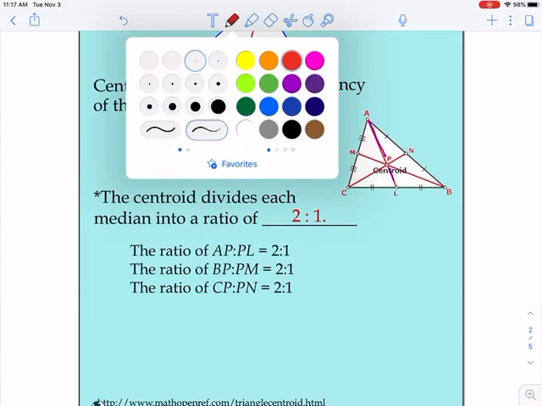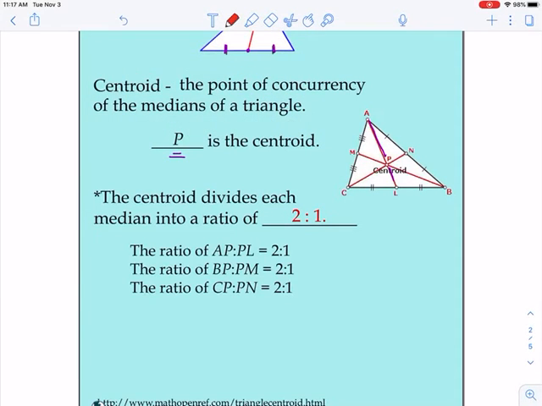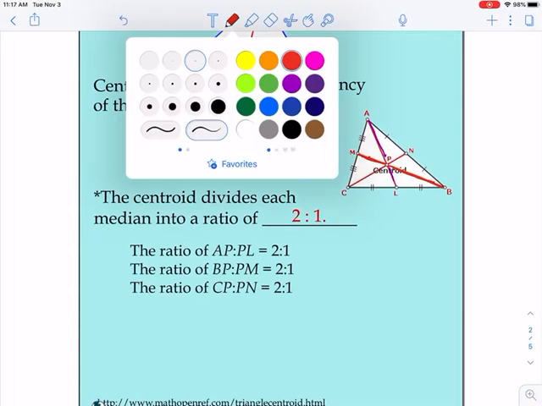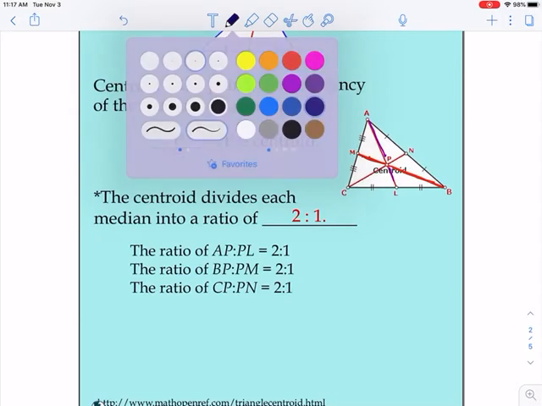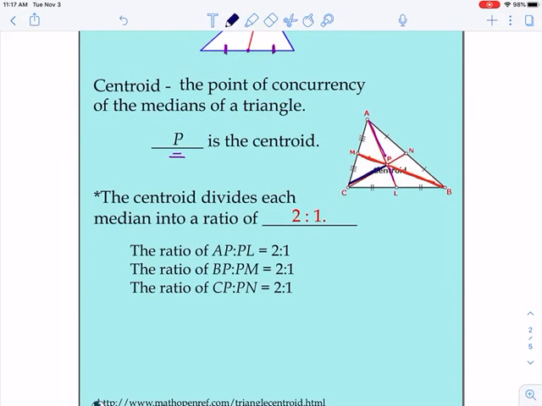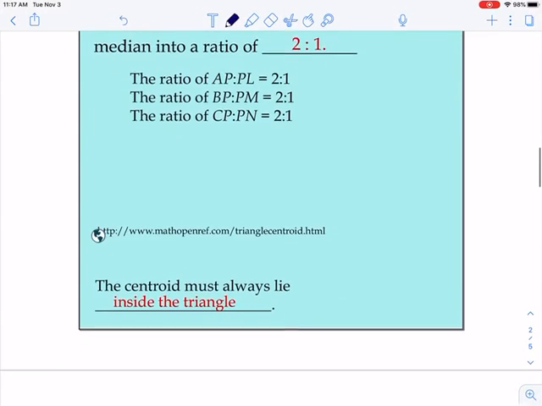The ratio of BP to PM is 2 to 1. Okay, so again, the longer side is going to be twice as long as the shorter side. And from CP to CN, again, CP is going to be 2 times as long as PN.